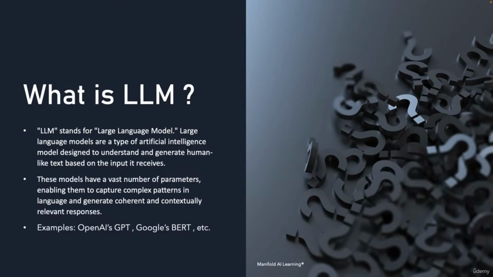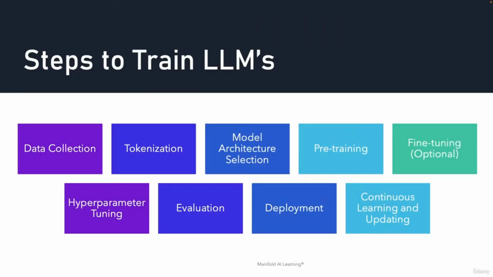So that means your ChatGPT application is powered by GPT 3.5, and that GPT 3.5 is basically the large language model. Okay, now when we talk about working with or training such LLMs, it involves various steps, which include data collection, tokenization, model architecture selection, pre-training, fine-tuning, hyperparameter tuning, and the other steps would include evaluation, deployment, continuous learning, and updating. So these are the steps that would be followed in training any large language model.